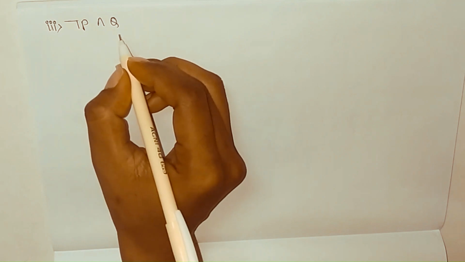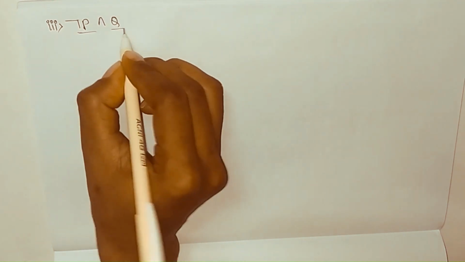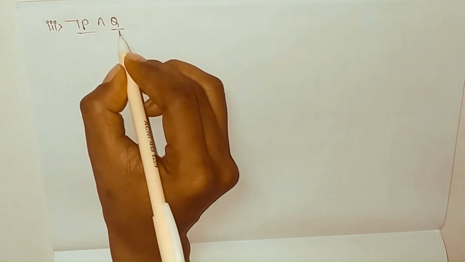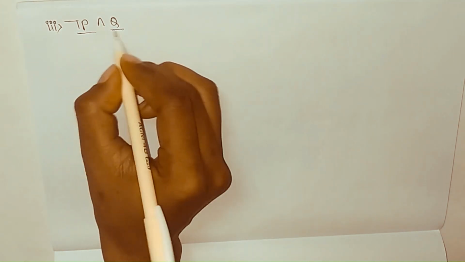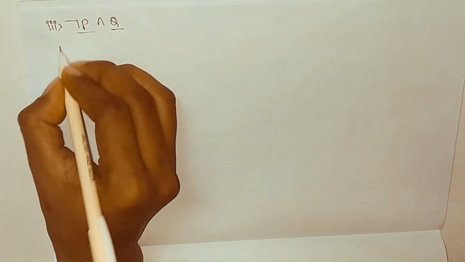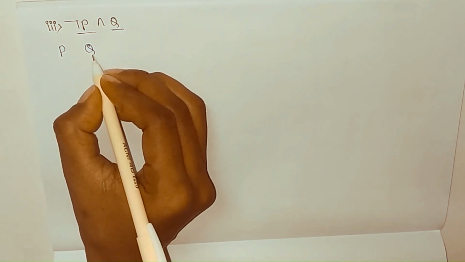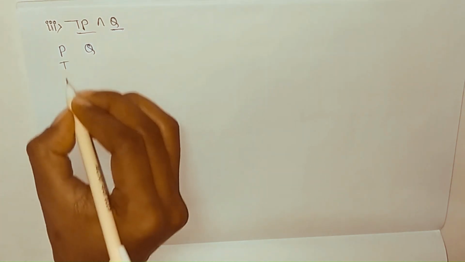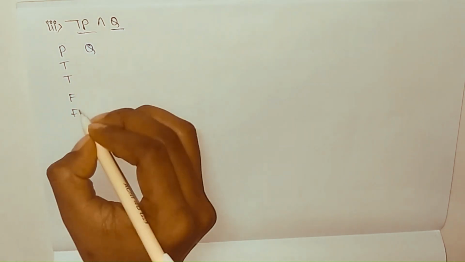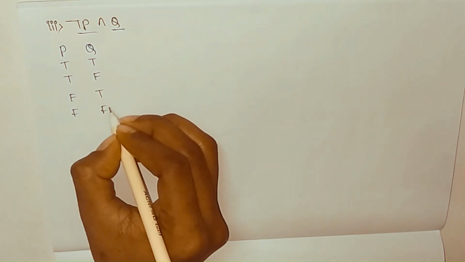Now the third example is negation P and Q. Here we have two statements. The number of variables is equals to number of statements. So here we have two variables. So the number of statements is equals to 2. They are P and Q. If number of statements is equals to 2, then the total possible truth values are 4. True, true, false, false, true, false, true, false.